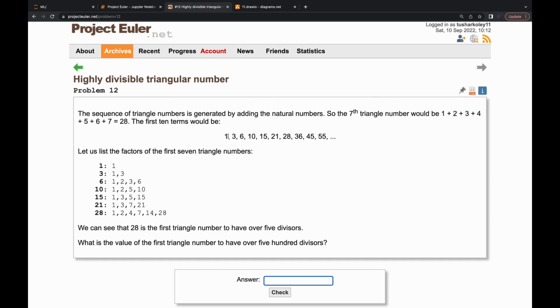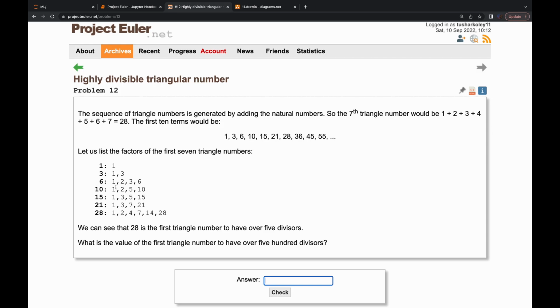So if you just continue like that, the first 10 triangle numbers become 1, 3, 6, 10, 15, 21, 28, 36, 45 and 55, etc. Now what we are trying to do is find the factors of these numbers. Let's say the factor of 1 is 1, the factors of 3 are 1 and 3, the factors of 6 are 1, 2, 3, 6, like that.